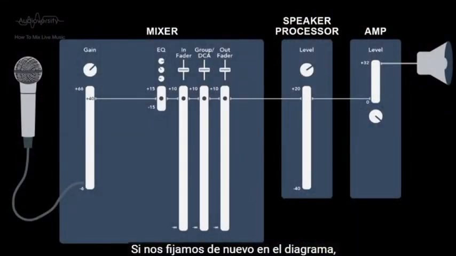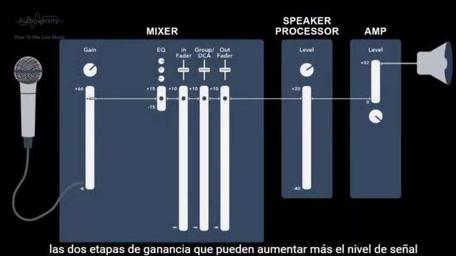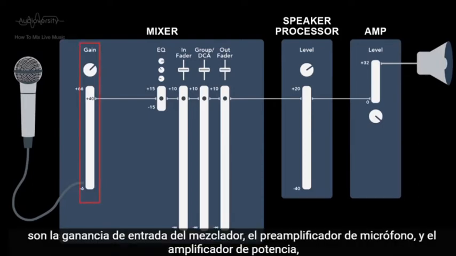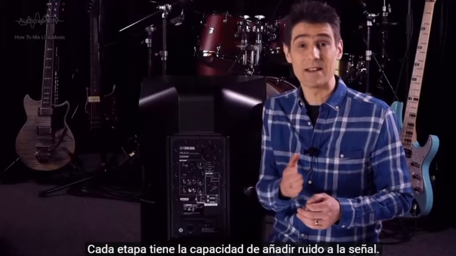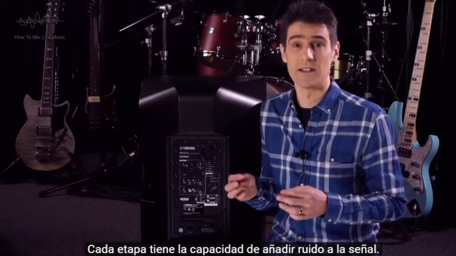Looking at the diagram again, the two gain stages that are able to increase signal level the most are the input gain of the mixer, the mic preamp, and the power amplifier, which in our case is built into the speaker. It is crucial to set these well to avoid both disturbing hiss during quiet moments and distortion during loud moments. Each stage has the ability to add noise to the signal.